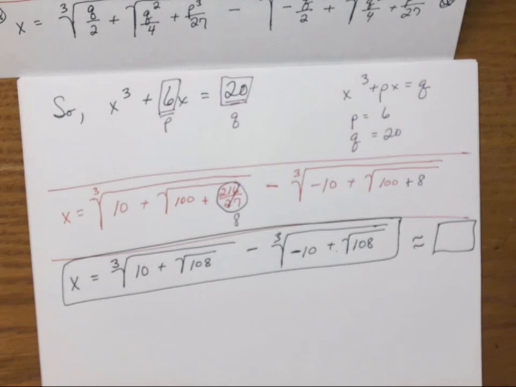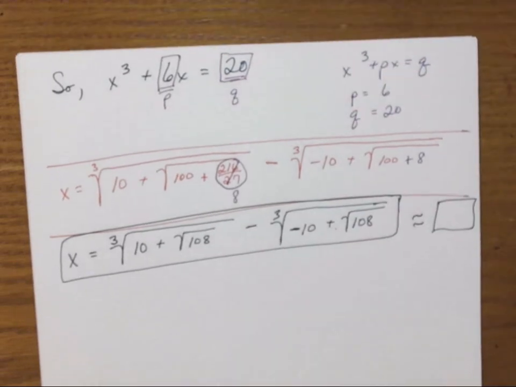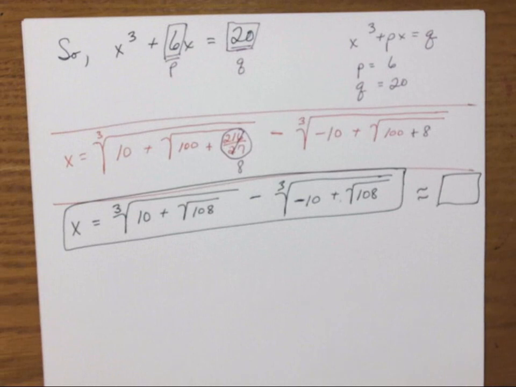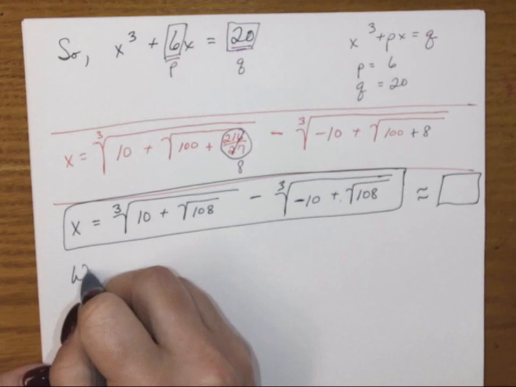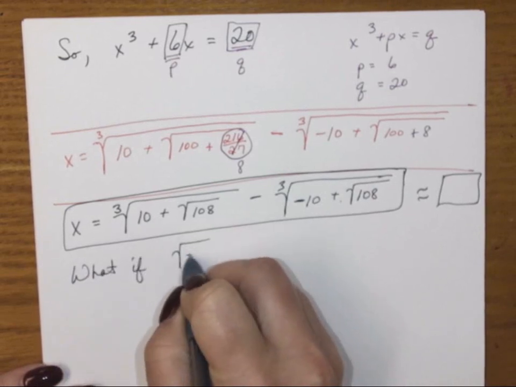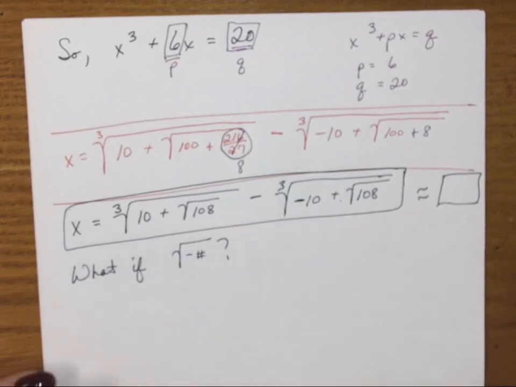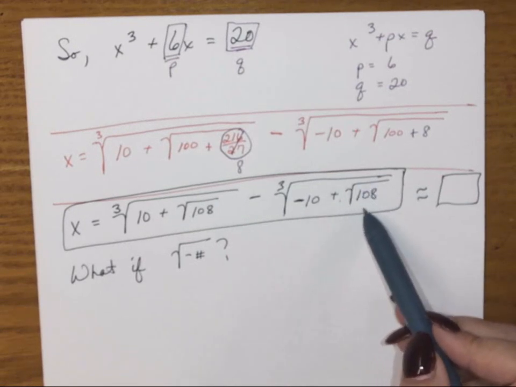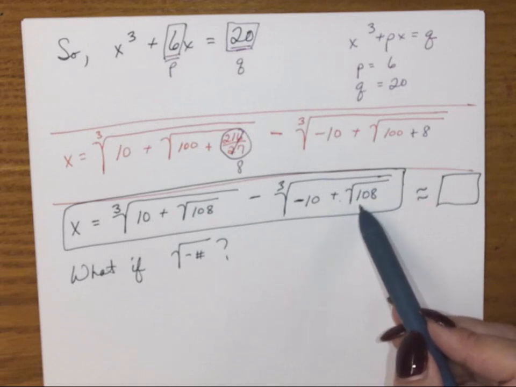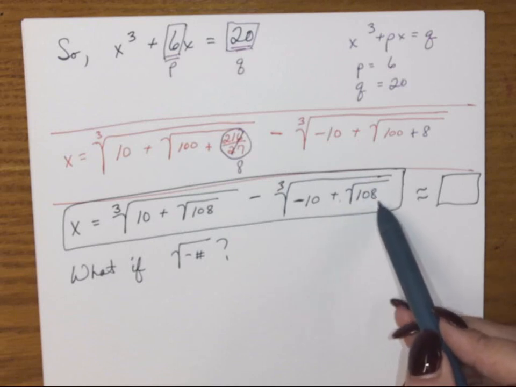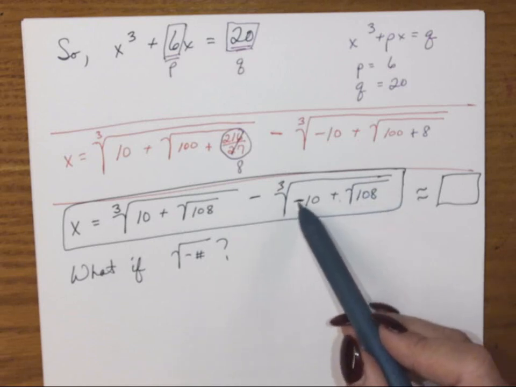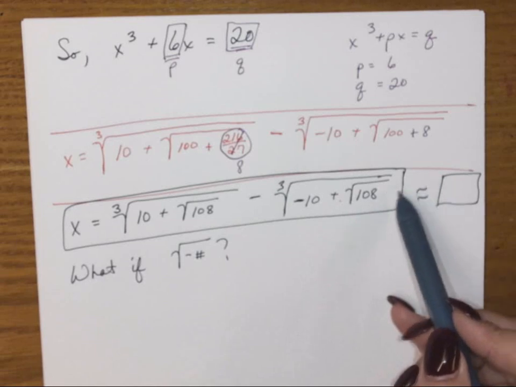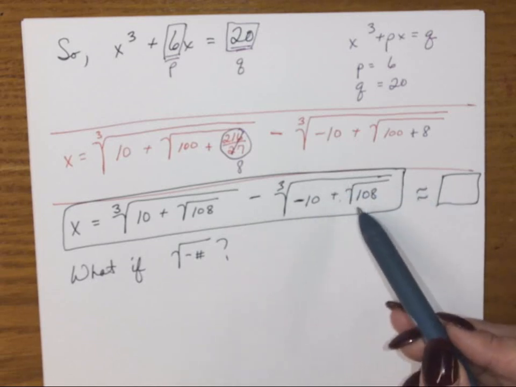What we notice about Cardano, there's a few things. So I'm going to move his solution set over. There's a few things about him. One is, what if he gets a square root of a negative number? That's not going to be the case here, because the square root of 108 is larger than 10, since the square root of 100 is 10. So this is slightly bigger than 10. So when I do negative 10 plus 10 point whatever this is, it'll be slightly bigger than 0, right?